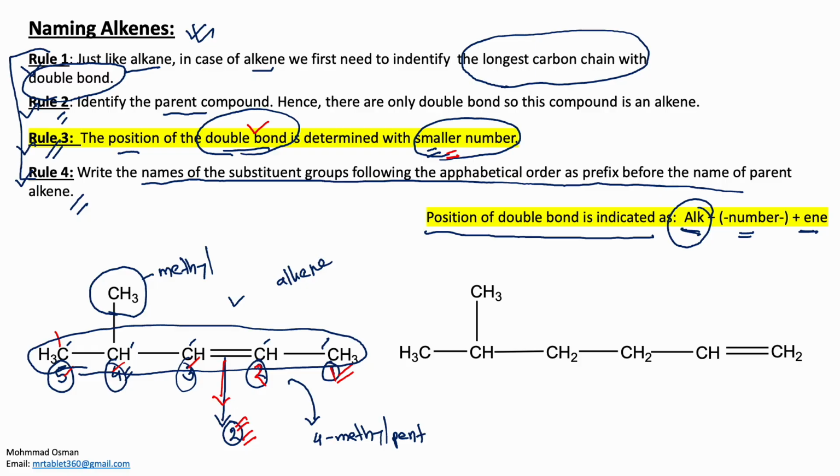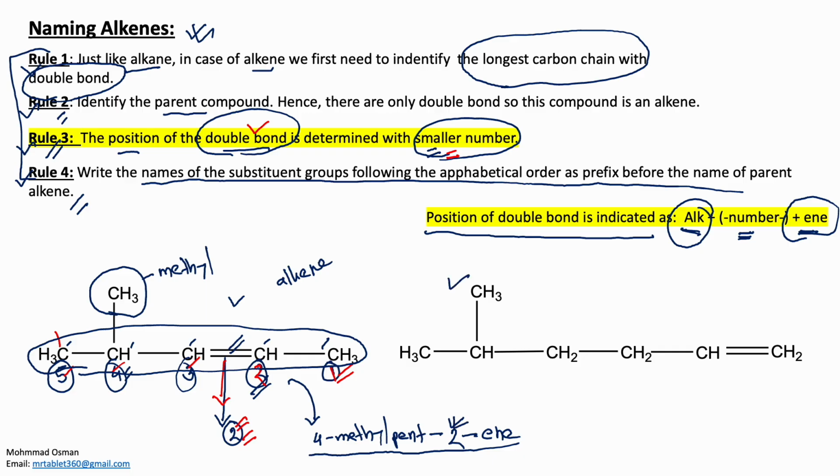Then we have to put the number, the position of the double bond. The position of the double bond is at 2. There will be a hyphen. Always remember to put a hyphen between a word and a number while naming organic compounds. Pent-2, another hyphen, and then we add this word ene, E-N-E. So the name of the compound becomes 4-methylpent-2-ene. This 2 indicates the position of the double bond.